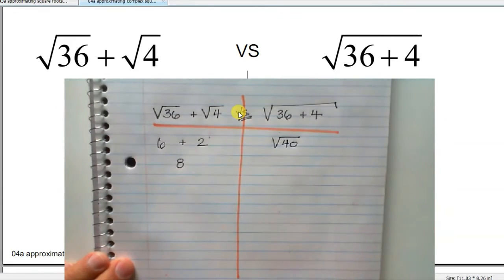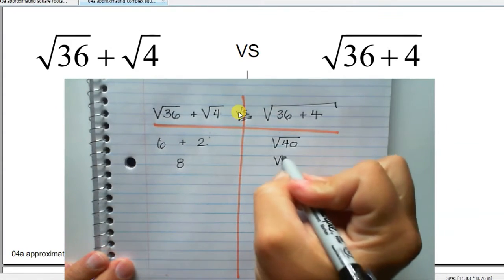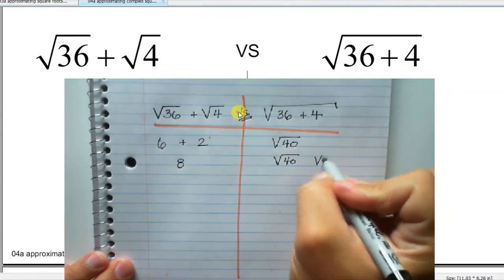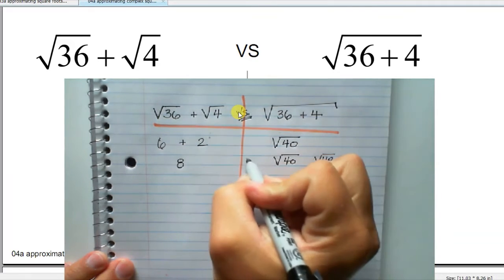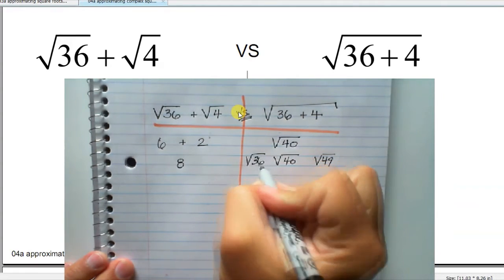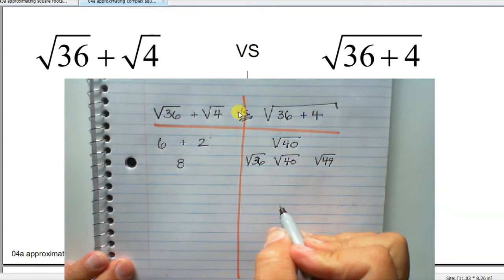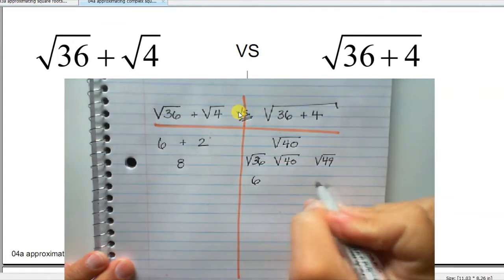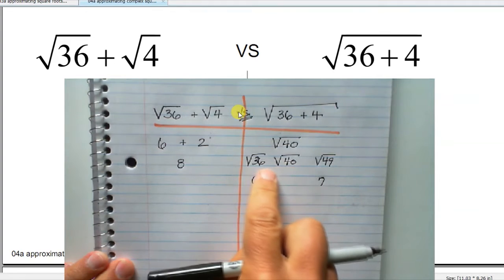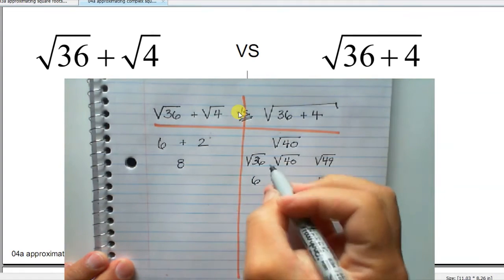This is a neighborhood, isn't it? Well, let's go into the neighborhood. Square root of 40, square root of 49, square root of 36. This is going to put us somewhere between 6 and 7, and it's a little bit closer to 6. So let's put it at about 6.4.